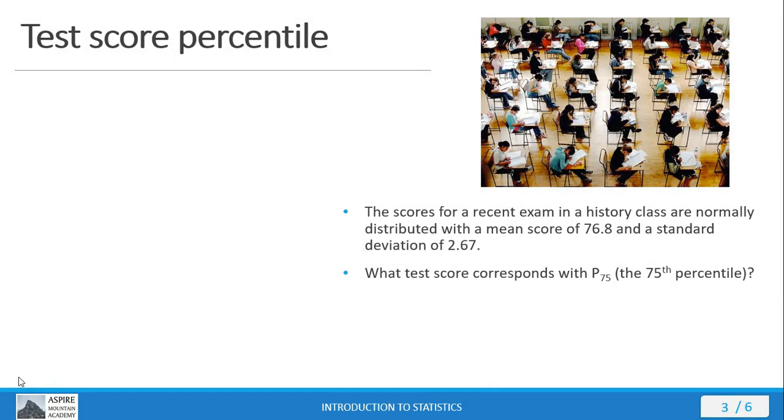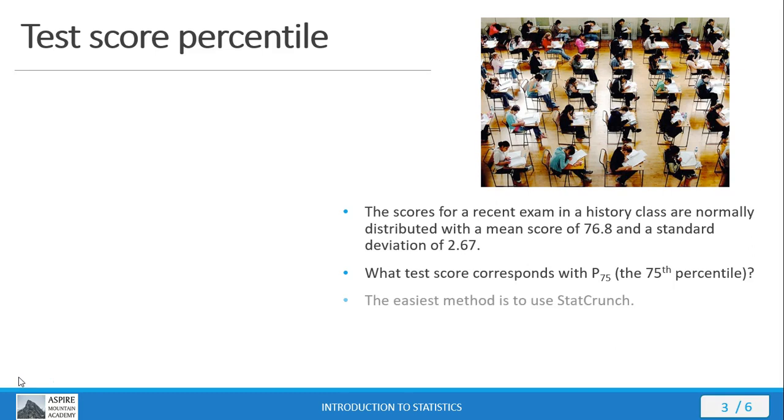So let's look again at our test score problem that we've seen in a previous mini lecture. We've got this history class exam, and the mean score was 76.8, standard deviation of 2.67. To calculate the percentile, we're asked for the 75th percentile. I'm going to ask you to pause the video and see if you can get into StatCrunch and make a go of this, and then come back and we'll see how well you did with that.